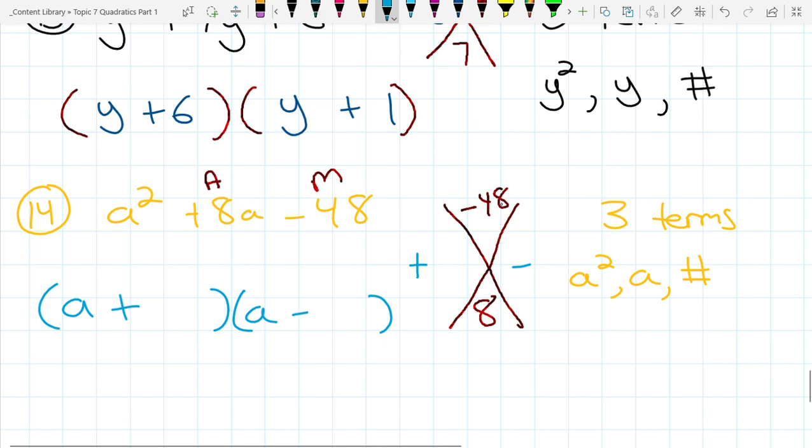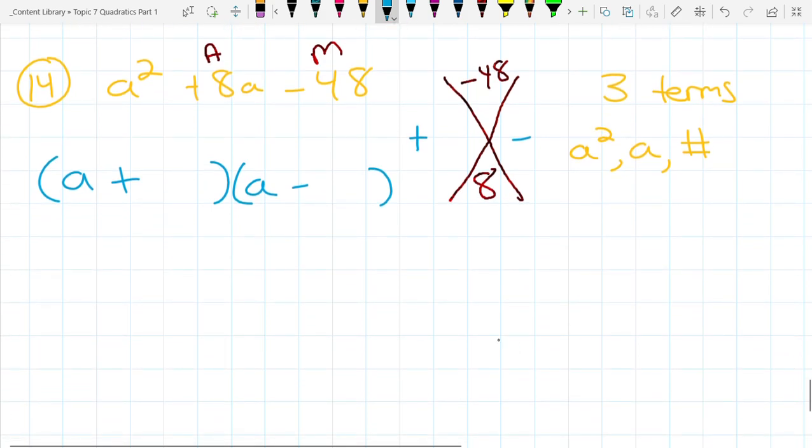So 48, the first two things that come to mind are 2 and 24. But a 2 and a 24 added together are never going to get me to an 8. So then you just keep looking through. And some of you like to do the rainbow factoring, meaning if you start with 48, the first number that goes into 48 is a 1. So 1 times 48 would give you a 48.